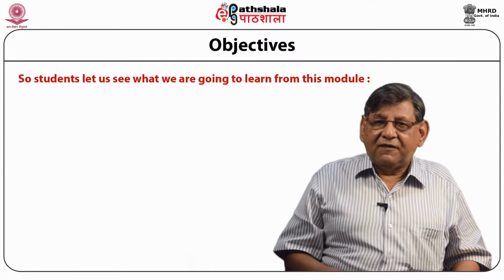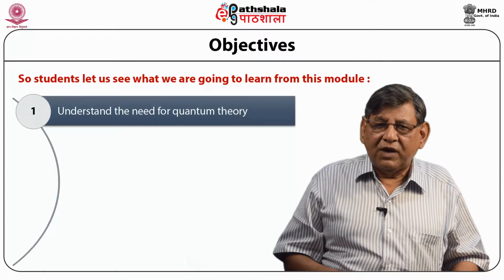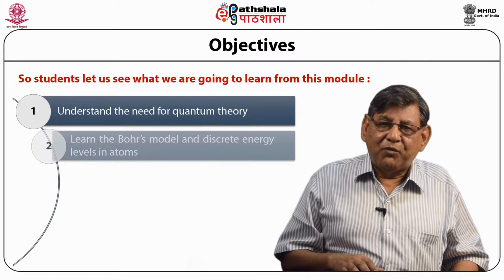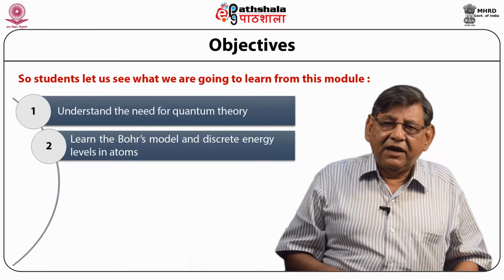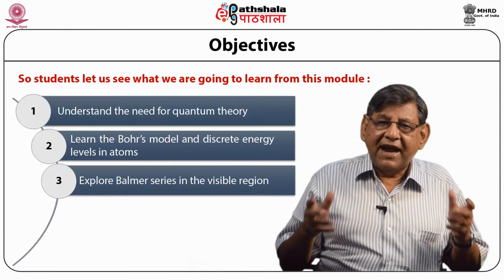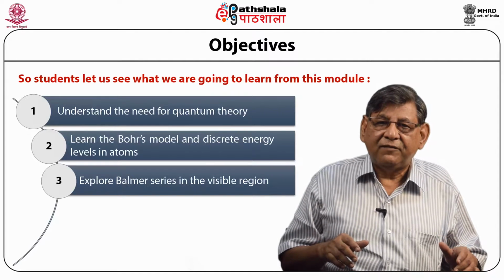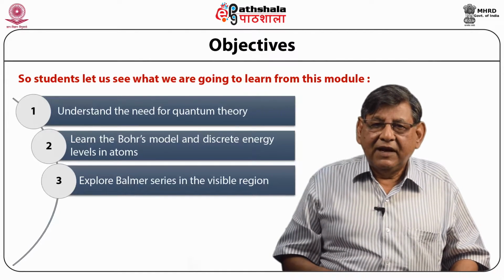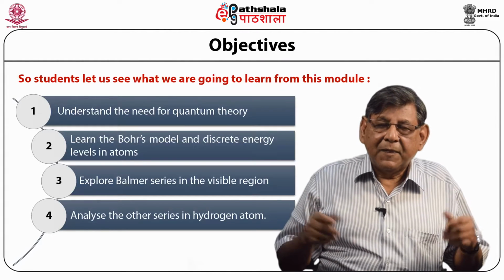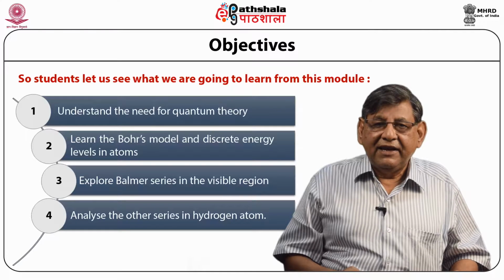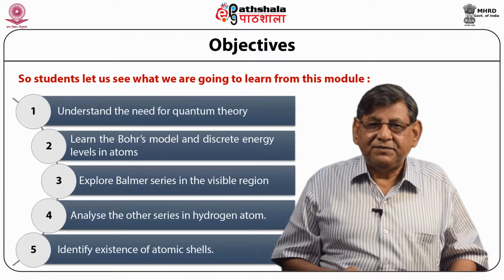Now, the objectives of this lecture are to understand the need for quantum theory, to learn the Bohr model and the discrete energy levels in atoms, to understand the Balmer series in the visible region of the hydrogen spectrum, to analyze the other series in the hydrogen atom, and finally to identify the existence of atomic shells.